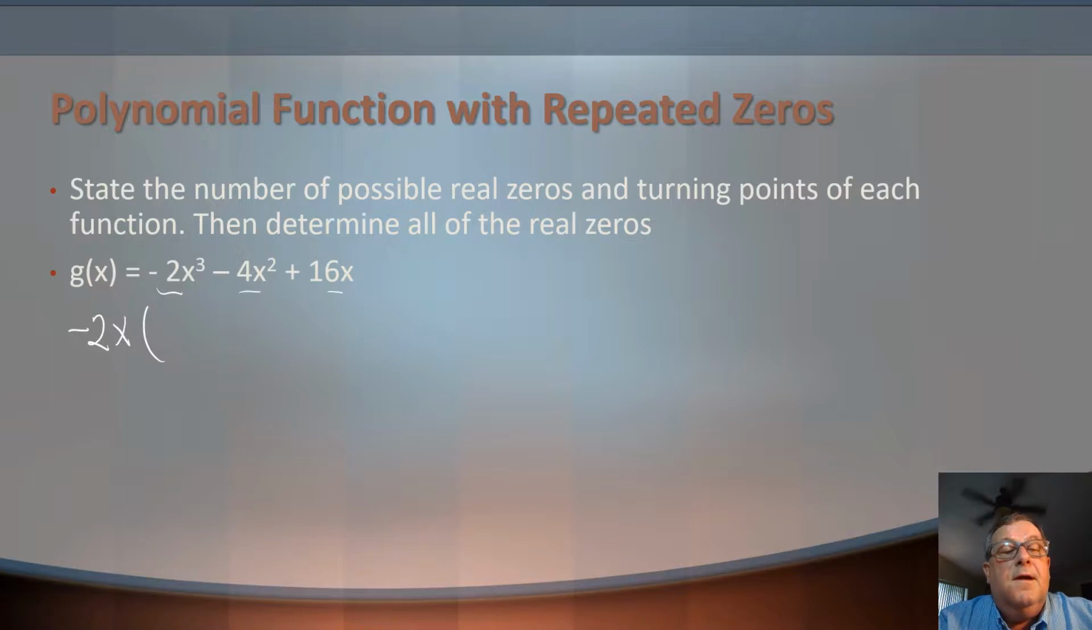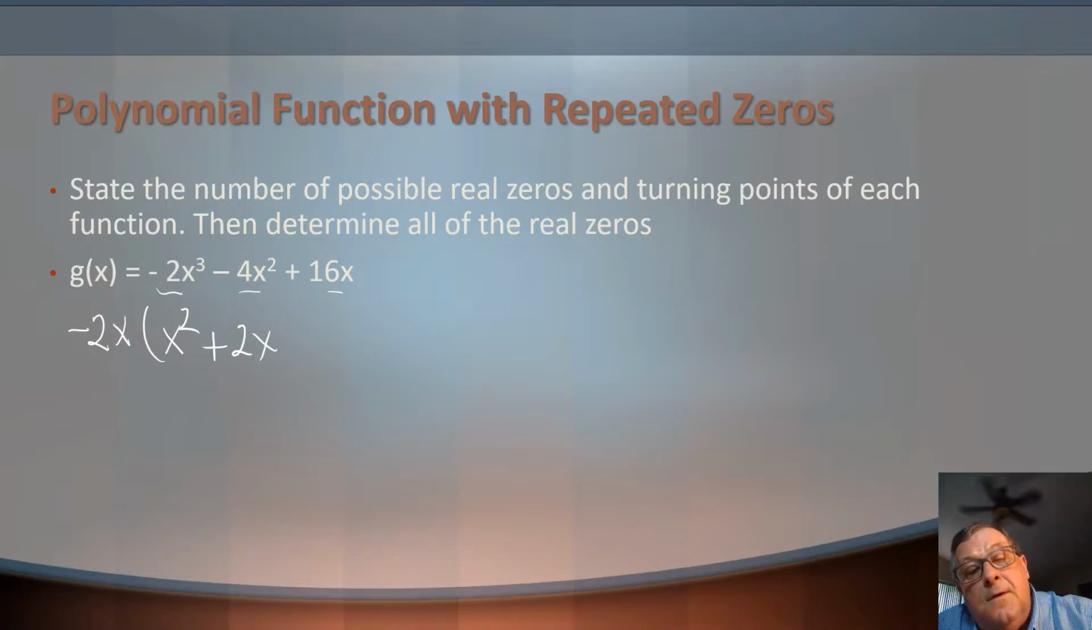All right, well, let's see. If I factor out negative 2x from negative 2x cubed, I'm going to end up with x squared. And if I factor out negative 2x from negative 4x squared, I'm going to have positive 2x. And if we factor out negative 2x from positive 16x, we're going to have negative 8. And if you wanted to distribute that negative 2x back to the x squared plus 2x minus 8, I believe you'll find you'll end up with negative 2x cubed minus 4x squared plus 16x.